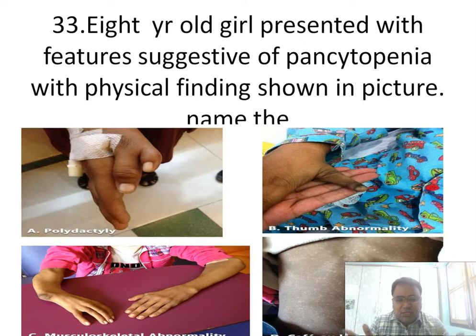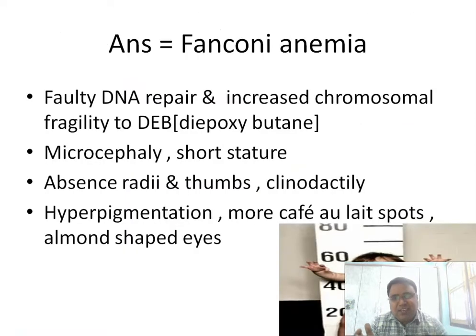This is one of the important questions, and the answer is Fanconi anemia. What are the findings we will get in Fanconi anemia? There will be faulty DNA repair and increased chromosomal fragility to diepoxybutane. Clinical feature wise, we will get microcephaly, short stature, absent radius and thumbs, clinodactyly. We will get hyperpigmentation, extensive capillary spots and almond-shaped eyes. These are the things that we'll get in Fanconi anemia.